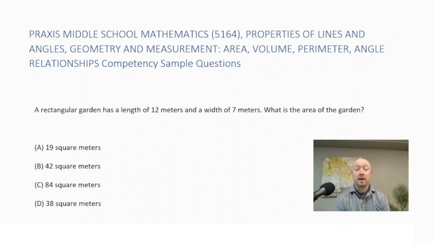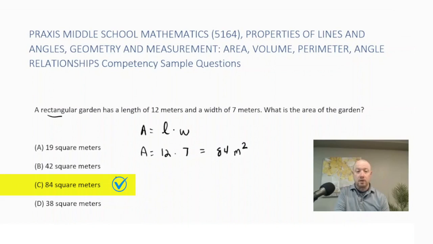A rectangular garden has a length of 12 meters and a width of 7 meters. What is the area of the garden? Okay, so we're dealing with a rectangle. Area of a rectangle is equal to length times width. So we have a length of 12 and a width of 7. So if we multiply that together, we're going to get 84 square meters. So the correct choice here would be C.